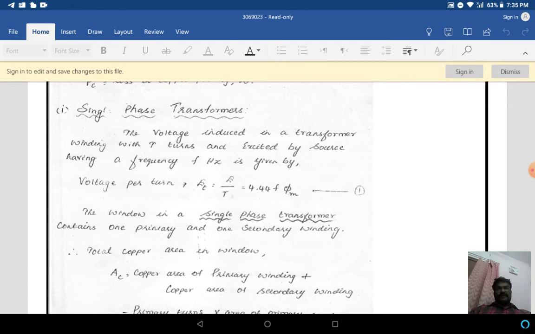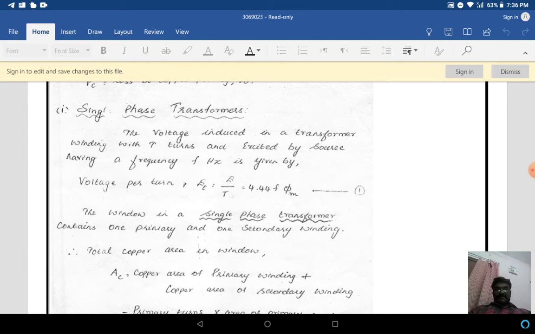If you connect one limb primary and another limb secondary, the flux path has to go from this side to that side. At that time, flux leakage may occur. To avoid this, in practice the transformer windings, both primary as well as secondary, are present in both the limbs.